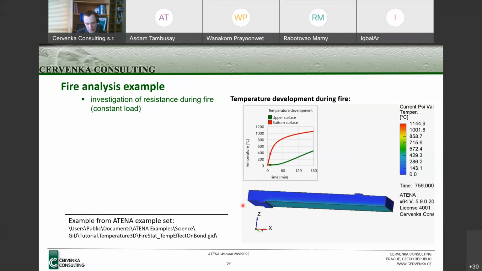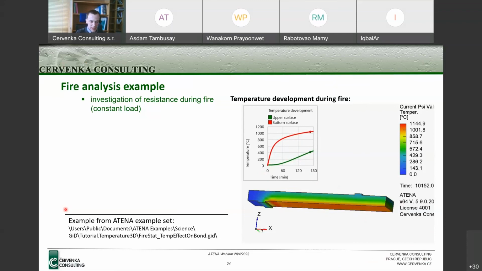And now this video on the right side shows the temperature evolution during the fire. The fire boundary condition is applied to the bottom surface of this element. This element represents 1/2 of the beam subjected to 4-point bending. So now we see only the symmetrical half. And here we see the temperature evolution at the bottom surface and on the top surface. So this will be the first step done in the transport module.